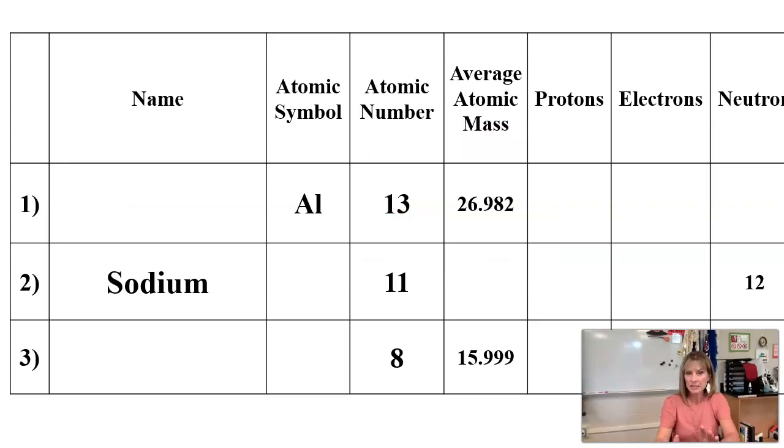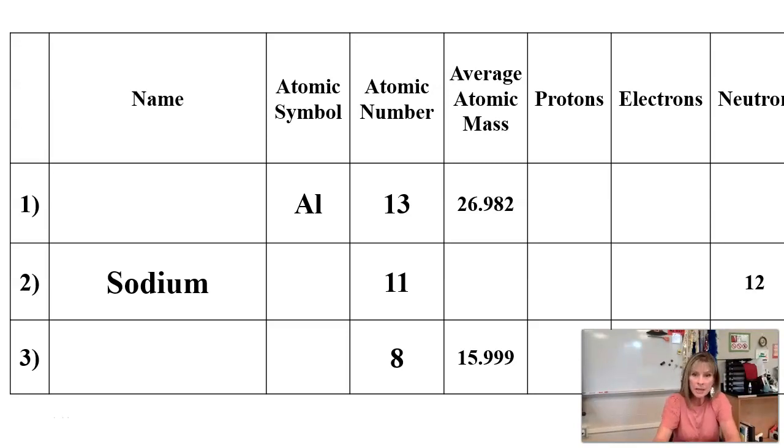All right, so this is a little bit trickier. You have to have your periodic table handy. What do you think the atomic symbol Al stands for? Look on your periodic table and see if you can find it. Al stands for aluminum. And if you look for atomic number 13, you'll see that's where aluminum is. And we've given you the average atomic mass for aluminum, which is 26.982.